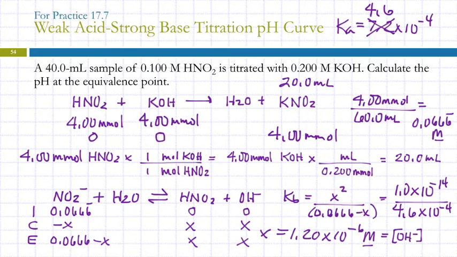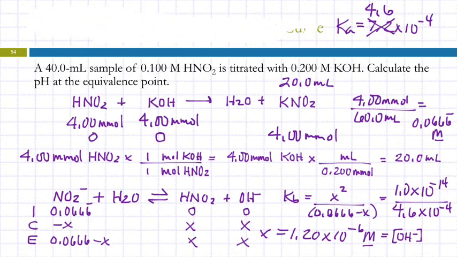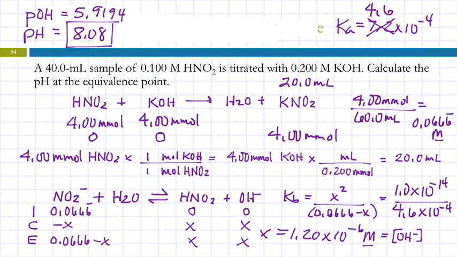So, from that, pOH equals 5.9194. pH equals 14 minus that, 8.08. Any questions?